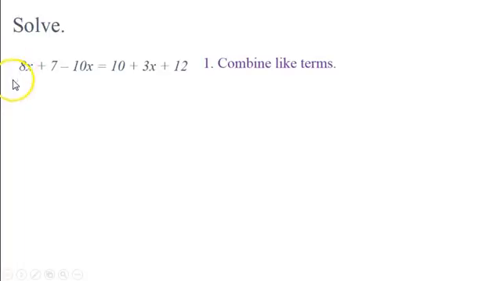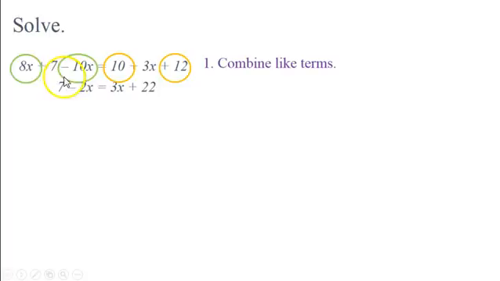So on our left-hand side, what do we have for like terms? We have an 8x and a negative 10x. And on our right side, we have a 10 and a 12. Those two are constants, and they are like terms. So I'm going to put my 8x and my negative 10x together. I'm going to get a negative 2x. On my right side, I'm going to have 10 plus 12, and I will have a 22. Now when we're combining like terms, be careful you watch the signs. This is a positive 8x, and this is a negative 10x. And these are both positive. So that leaves me with 7 minus 2x is equal to 3x plus 22.